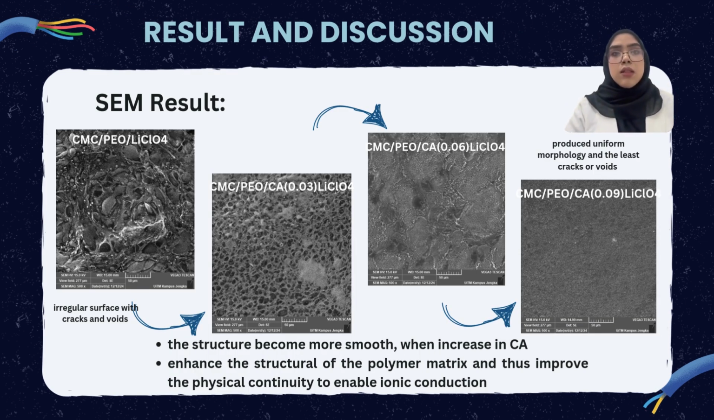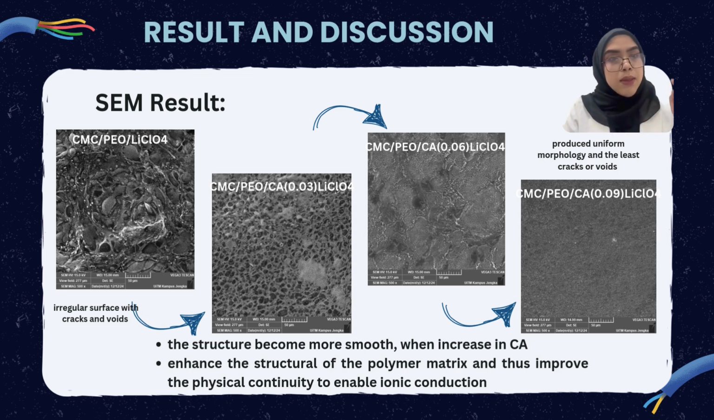Okay, here are the results and discussion for the SEM results. There are 4 figures: the first is the sample without citric acid, and the 3 other samples have increasing amounts of citric acid. We go through the first sample without citric acid first. We can see an irregular surface with cracks and voids.